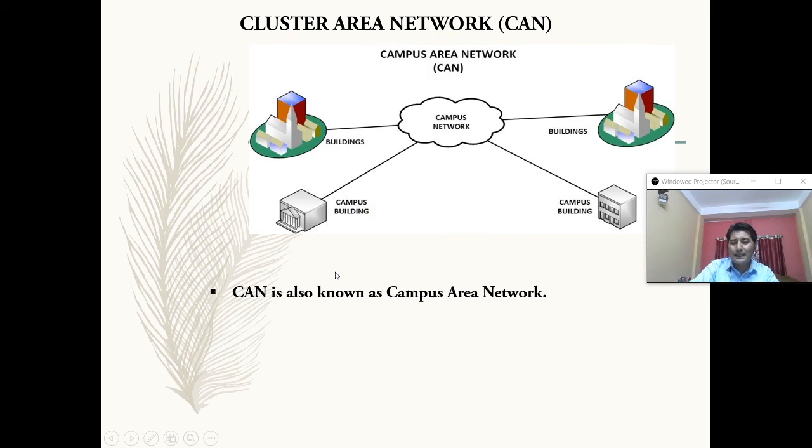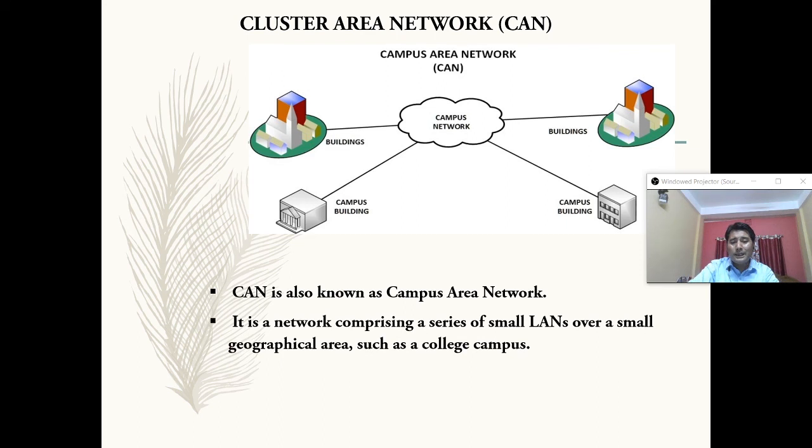So as I have already said, the CAN is also known as the campus area network. It is a network comprising a series of small LANs. Suppose a main campus building is one kind of LAN. The administrative block is another LAN. The science block is another LAN. All these small LANs connected together form a campus area network, though it is smaller than the MAN, that is metropolitan area network.